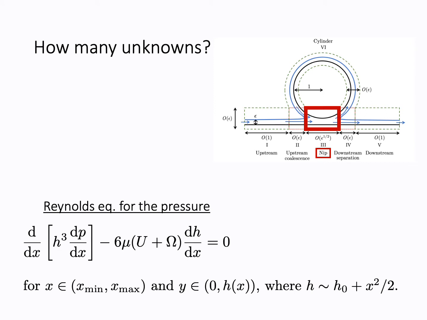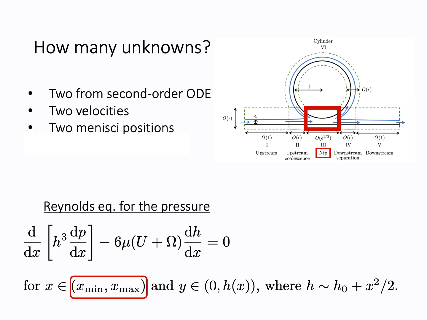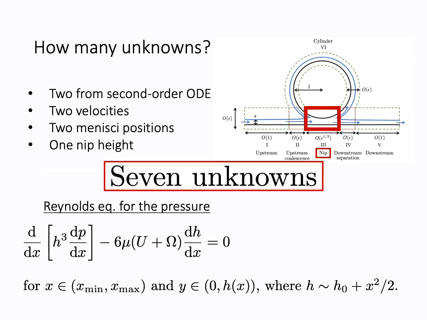At this stage, it is helpful to count the number of unknowns in the problem to understand what is required of us. So we have two unknowns from having a second order ODE, two unknown velocities, the belt speed and the rotation rate. We don't know where this region starts and finishes, so this adds two more unknowns. And we don't know where the cylinder sits above the belt. The nip height is unknown. Altogether, this is 7 unknowns. So we really want 7 equations out of our analysis.